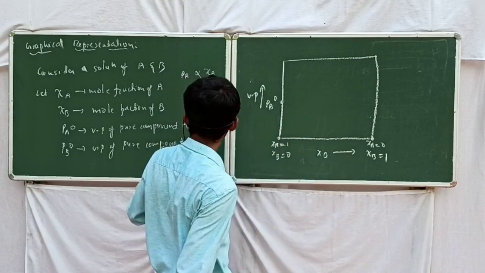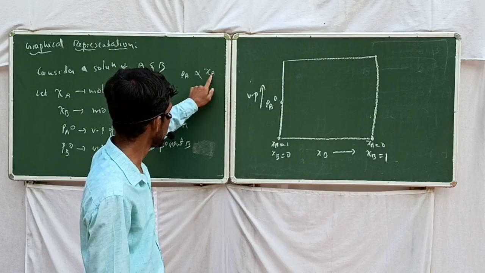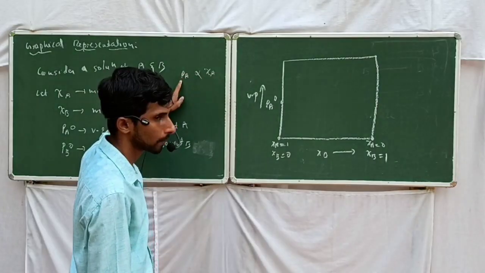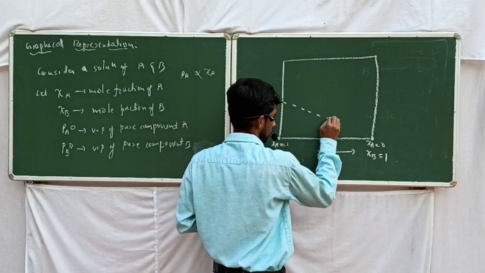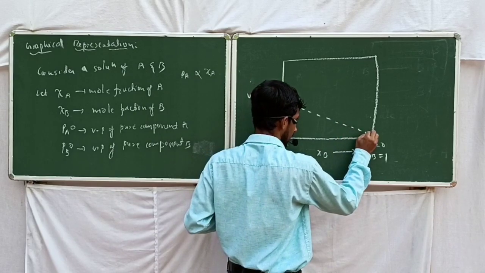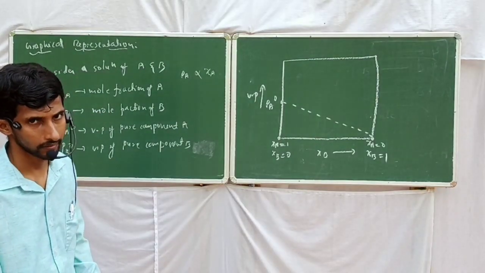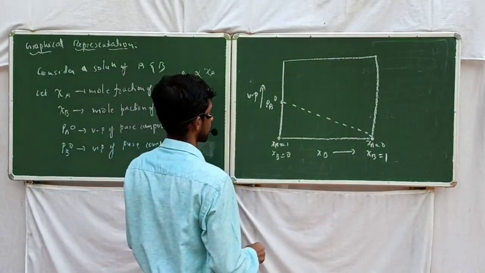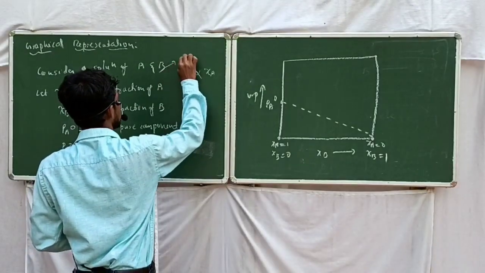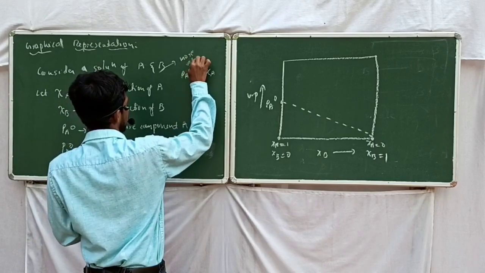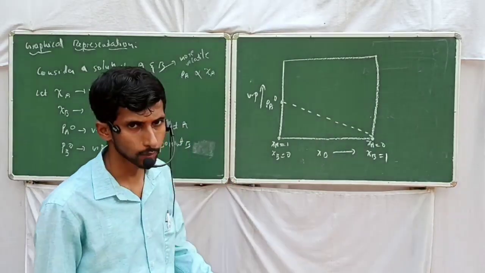Along the x-axis, the mole fraction of A decreases. According to Raoult's law, if the mole fraction of A decreases, the vapor pressure also decreases. So we can write, along the x-axis, mole fraction of A decreases, so the vapor pressure of the solution also decreases. Then assume that out of the two components, B is more volatile. I am assuming here B is more volatile.